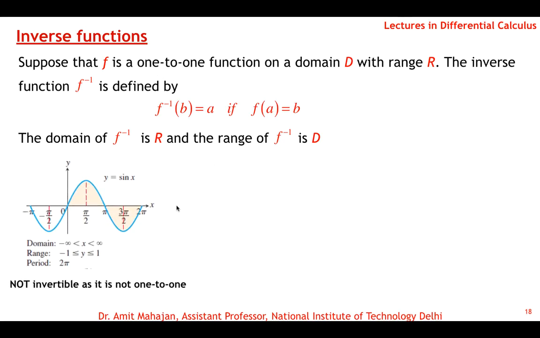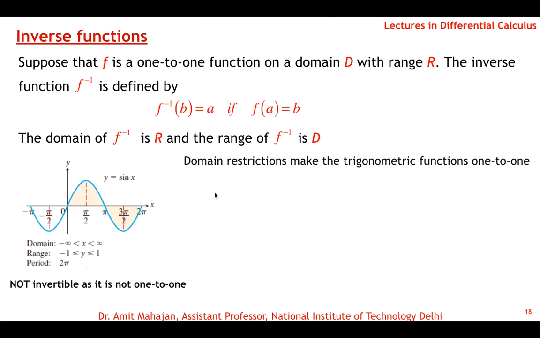Say for example, if y is equal to sine x is this curve, then the domain is minus infinity to infinity, range is minus 1 to 1. It is periodic, that means it will not satisfy the horizontal test because the curve is repeating. So not invertible, because it is not one to one in this domain. But then you know that you have seen sine inverse x. So, but domain restriction can help us in making a function one to one.